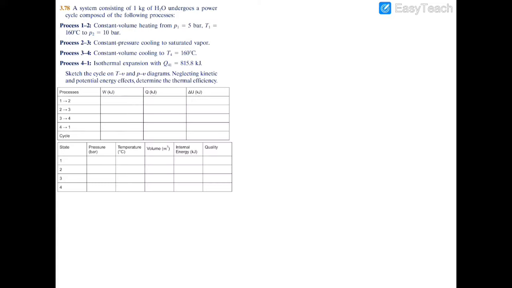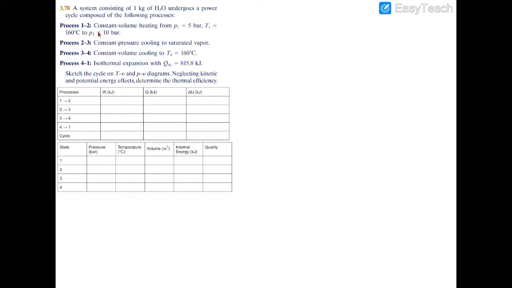Okay, so here we're working with a system. It just has 1 kilogram of water, and we're undergoing a so-called power cycle consisting of the following processes: 1 to 2, 2 to 3, 3 to 4, and 4 to 1. We're asked to sketch the TV and PV diagrams, and we can neglect kinetic and potential energy, and we're also going to look for the thermal efficiency.